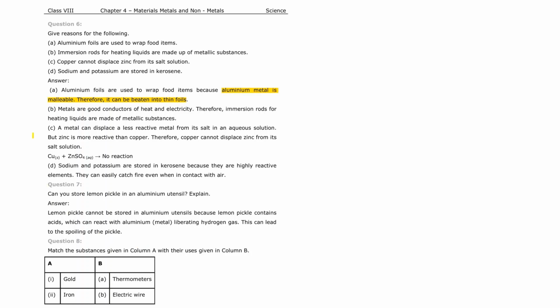Now question number 6, give reasons for the following. Aluminium foils are used to wrap food items because aluminium metal is malleable, so it can be beaten down into thin foils which cover the food.